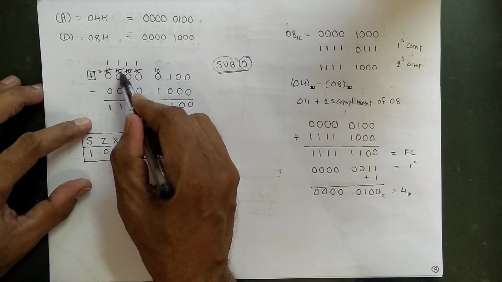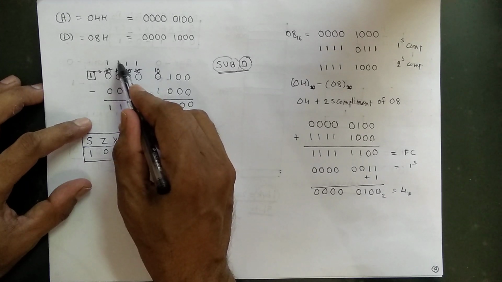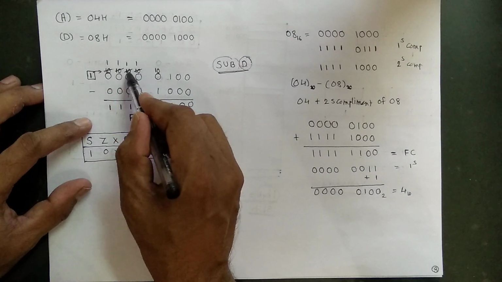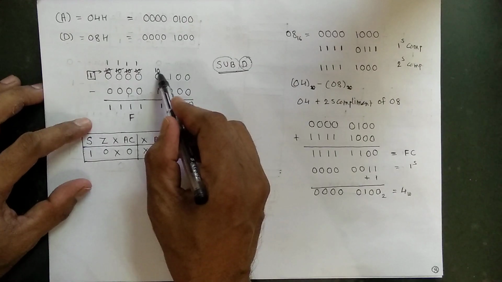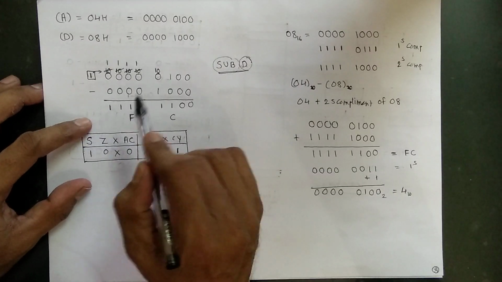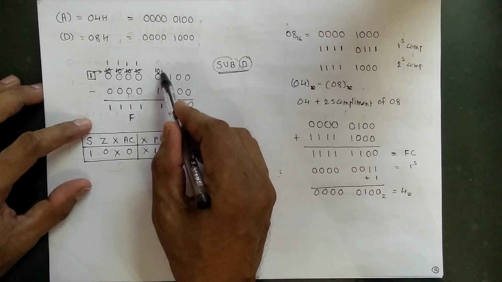Cut it, here it remains 1, here it becomes 10, cut it, here it remains 1, here it becomes 10, cut it, here it remains 1, here it becomes 10. 10 is nothing but 2 in decimal. Now subtract the number.